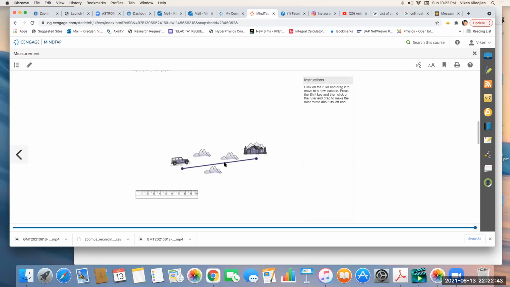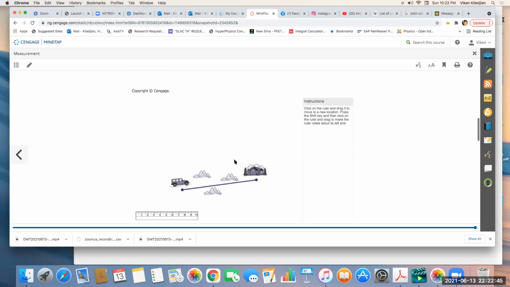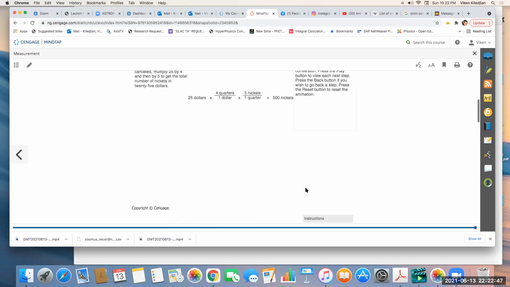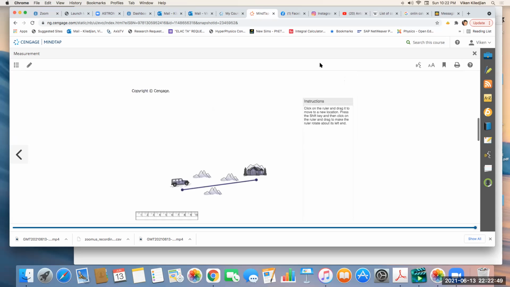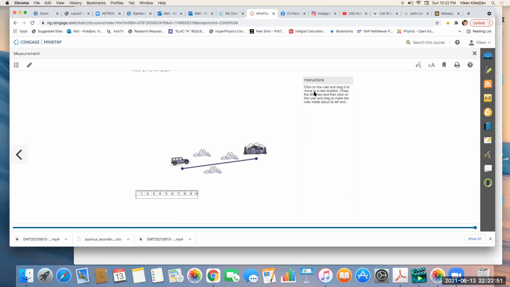Okay, so then comes the next exercise. Here, this one. It's like a measurement exercise. Click on the ruler and drag it to move to a new location. Press the shift key and then click on the ruler and drag to make the ruler rotate. So you're trying to measure the distance between here and here using a given ruler.